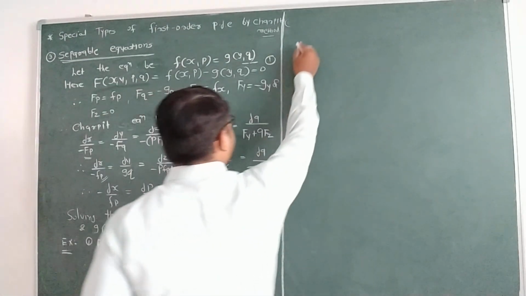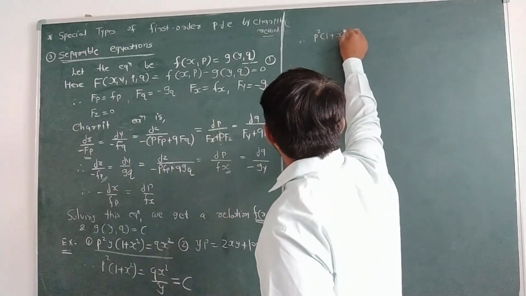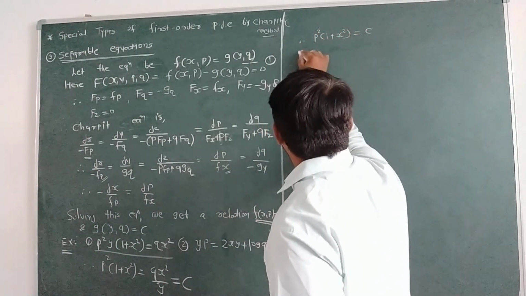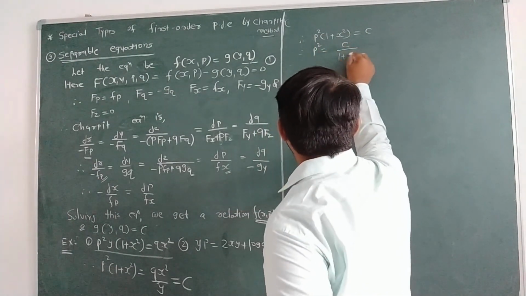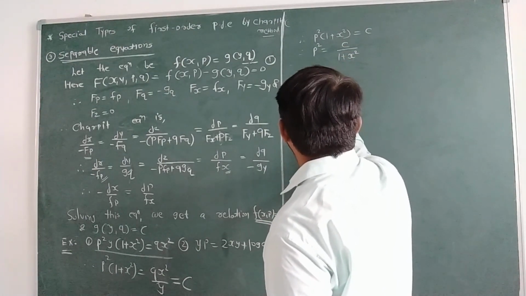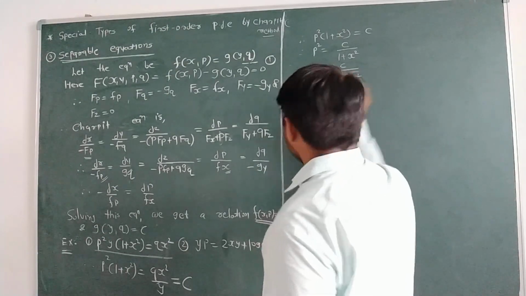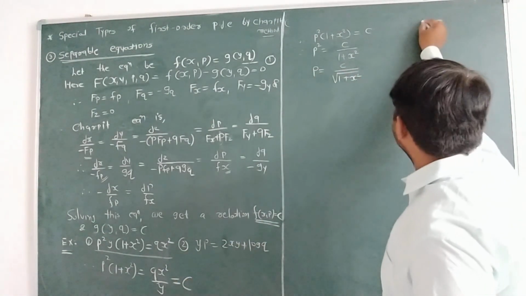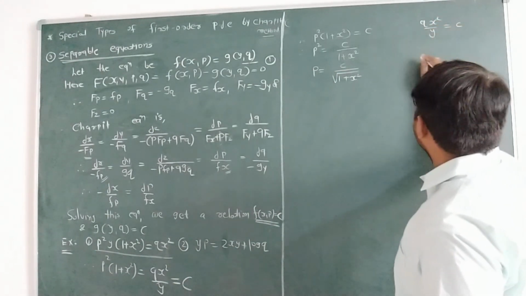Therefore p square into 1 plus x square is equal to c. Therefore p square is equal to c over 1 plus x square. So by taking the square root on both sides, we get p equal to root c over under root 1 plus x square. And similarly for q, q x square over y is equal to c.